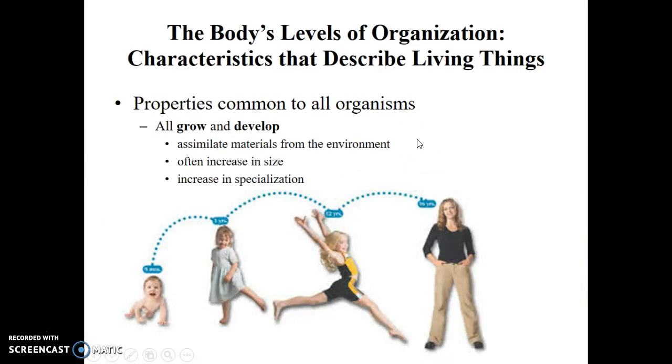All living things grow and develop. Growth is increasing in the number of cells and increasing in the size of those cells. Develop, you're producing specializations. So each of our cells starts to specialize. If it's a cell of the digestive system, it starts to specialize and do jobs of the digestive system.